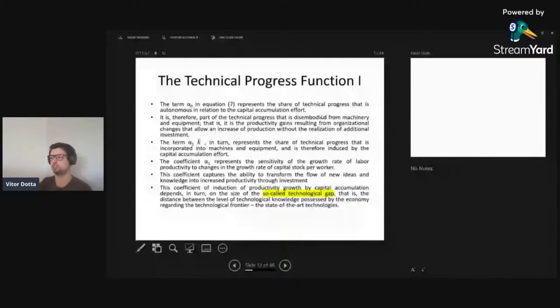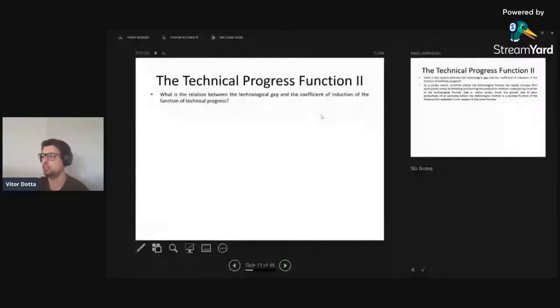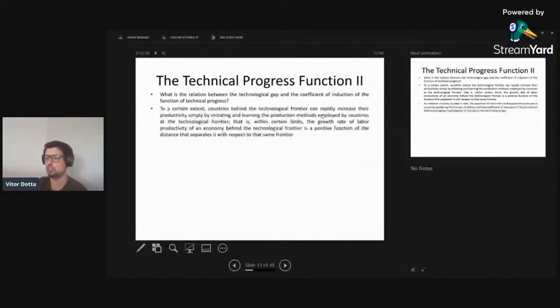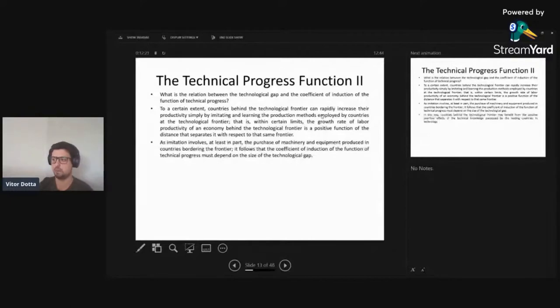Continuing the technical progress function, part two, to answer the question of what is the relation between technical progress and the coefficient of induction of the production function of technical progress. To a certain extent, countries behind the technological frontier can increase their productivity simply by imitating and learning production methods employed by countries at the frontier. But this is limited, because the growth rate of the productivity of the economy behind the technological frontier is a positive function of the distance that separates it from the same frontier.